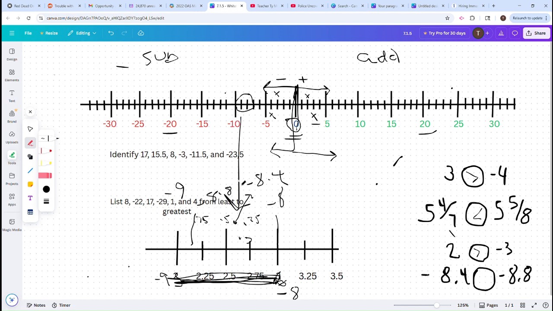-8.8. And remember, the rule is the number closest to 0 is the bigger number. So -8.4, which is right here, -8.8, which is right there, -8.4 is closer to 0, so it's the bigger number. Now, I know that doesn't look right, but I'll say it like this. If you take the negative signs off, we all know that 8.8 is bigger than 8.4, right? So, the rules change when you're dealing with negative numbers.